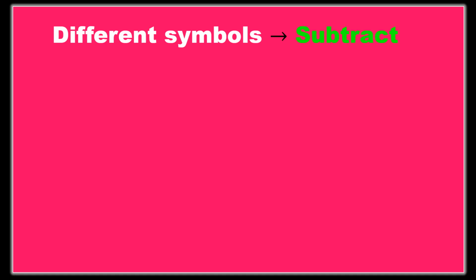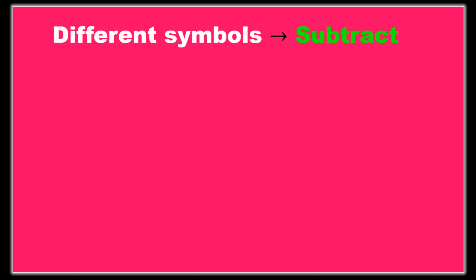Different symbols subtract. Just now we discussed when same symbols are there, we have added, right? Now different symbols, it is opposite to this one. So different symbols we should subtract. So same symbols friend is addition. Different symbols friend is subtraction. So now we will do subtraction.